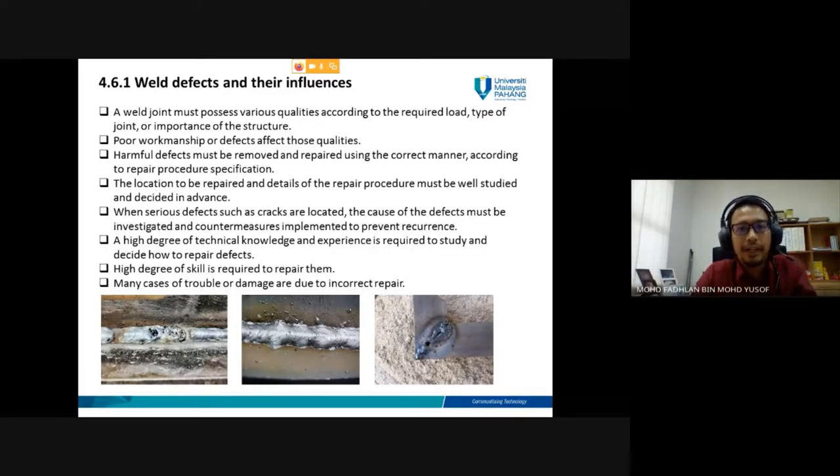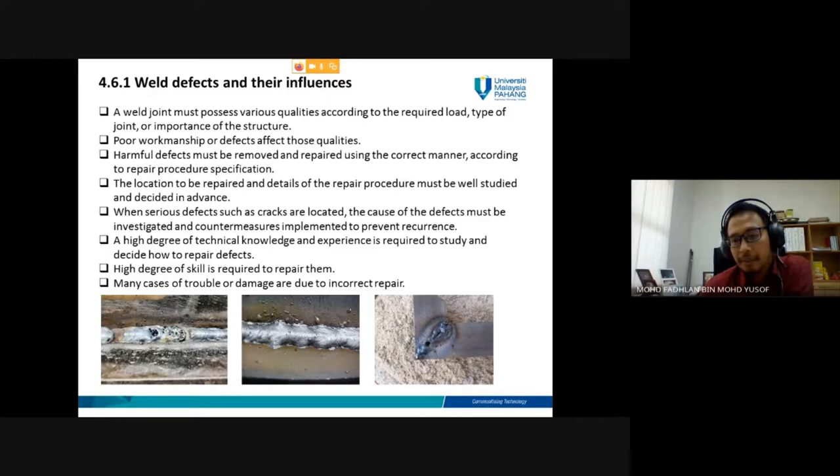This is the weld defect and their influence. Okay, as you can see point by point here, a weld joint must possess various qualities according to the required load, type of joint or importance of the structure. Ni yang pernah saya terangkan sebelum-sebelum ni. Kita ada banyak pilihan daripada sudut welding teknologi sendiri. Kita nak weld satu-satu komponen, kita boleh pilih proses welding yang mana kita nak, MIG, TIG, banyak lagi lah proses-proses welding yang kita boleh pilih. Laser for example kan, laser welding.